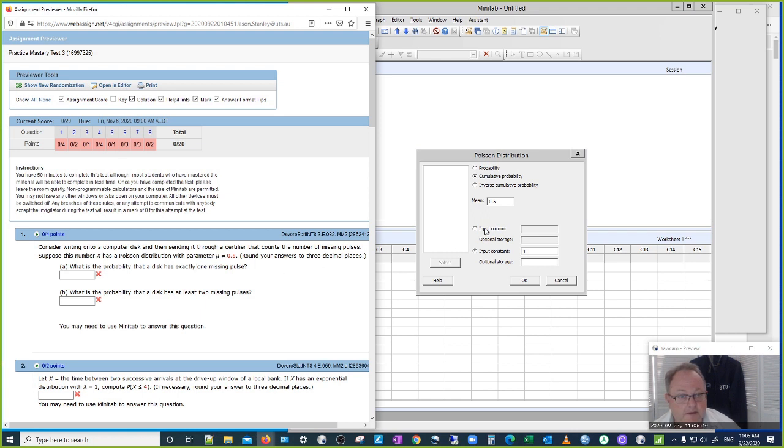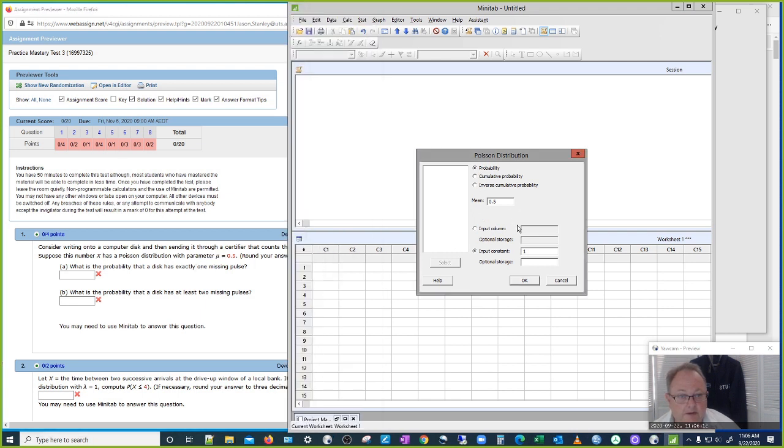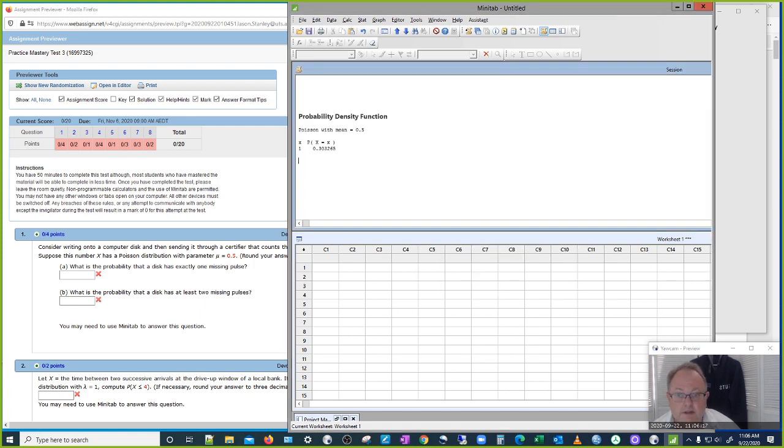And what's the probability that exactly 1? So we've got to pick probability, and we put in a constant of 1, so that's our exactly 1 distribution. So we can pick that up and just pop that in. I'll move that in a minute.